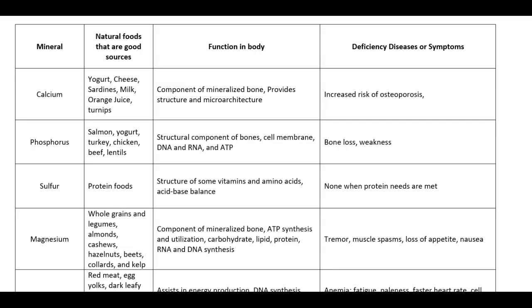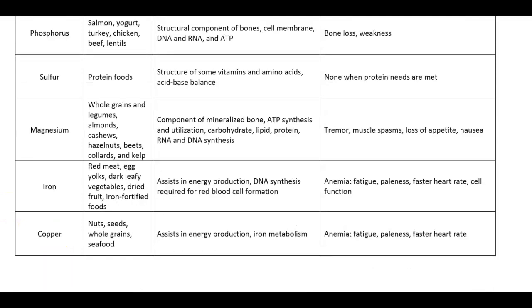Sulfur can be found in any food that contains proteins. They are going to be the structural basis for some of our vitamins and also amino acids. They also play a role in acid-base balance. And it's really difficult to have a sulfur deficiency if you're getting enough protein. So typically it's not an issue.